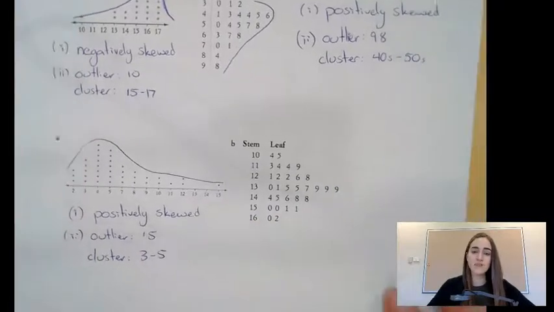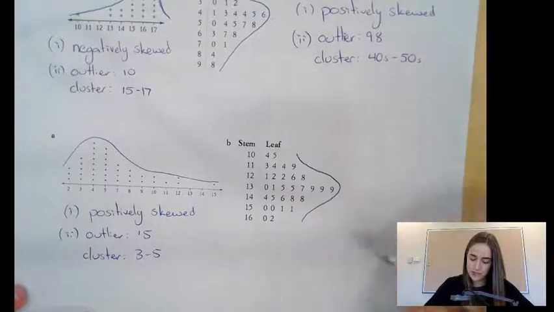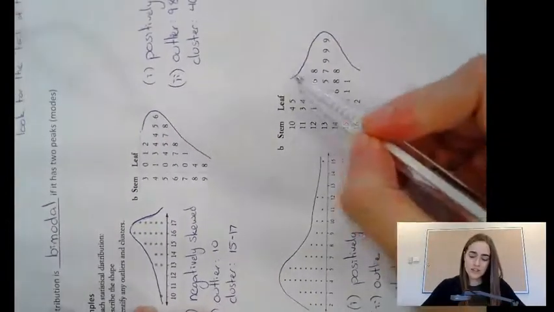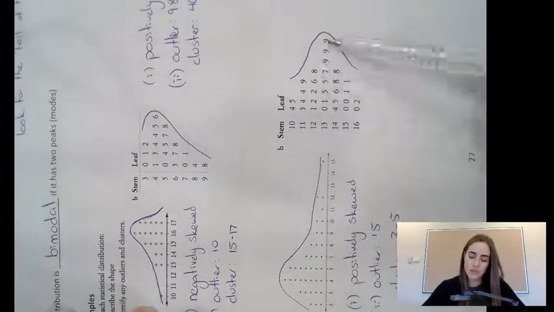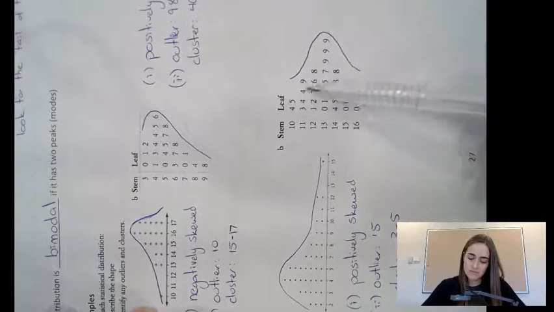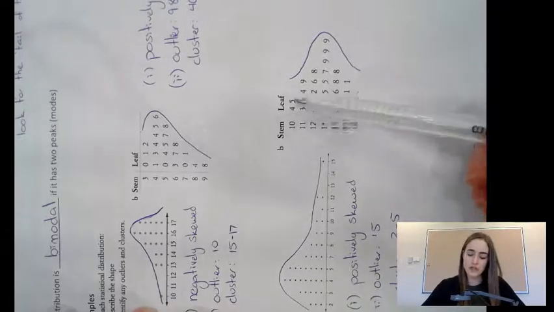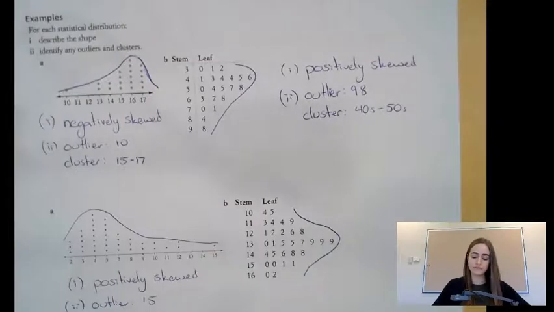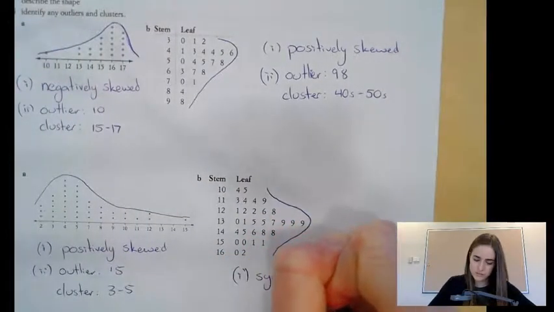And our last one over here, again, let's draw in the shape of our data. And if we turn it sideways, you can kind of see that it's looking pretty symmetrical. But if you look at the heights of the columns, each one is the same height as its opposite there. So even though my curve isn't accurate and it doesn't look perfectly symmetrical, if you look at the heights of all the columns, you can see that it is symmetrical. So for part one there, I'm going to write symmetrical.